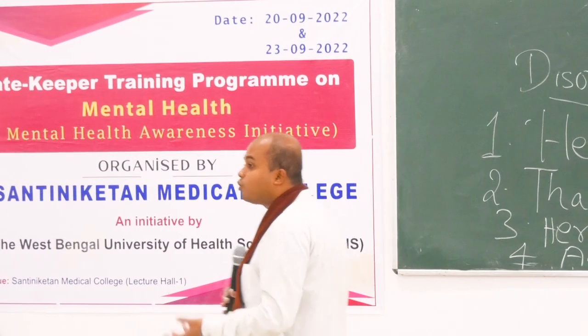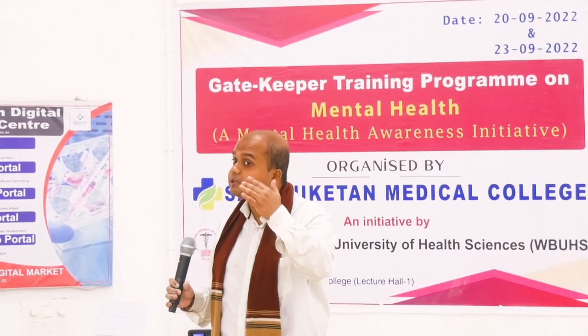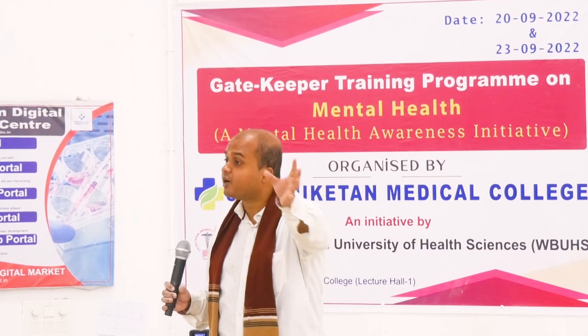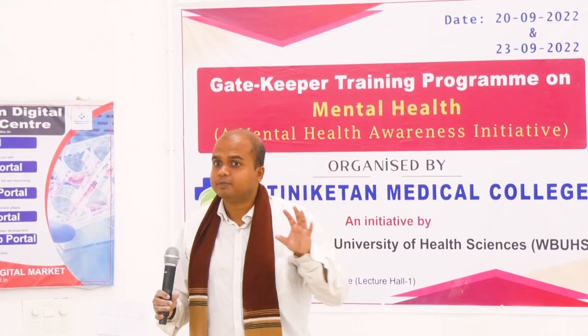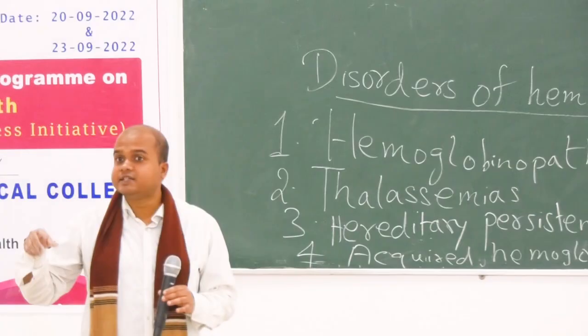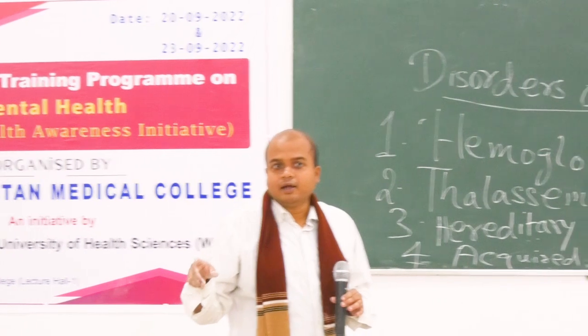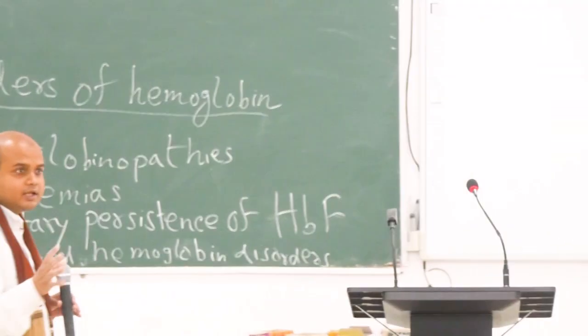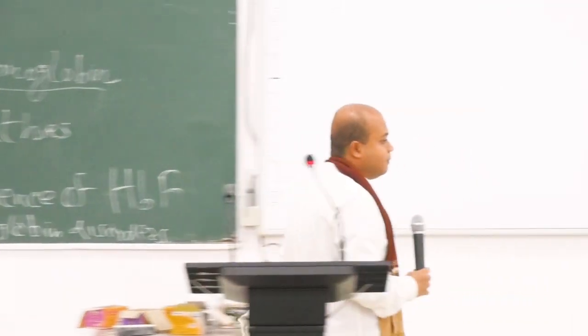And some diseases are congenital. Many diseases are congenital, present from birth. They may be expressed at a later stage of life, but the defect is present from birth itself. That is congenital. Okay. Congenital spelling is C-O-N-G-E-N-I-T-A-L. That is present from birth. The defect is present from birth.